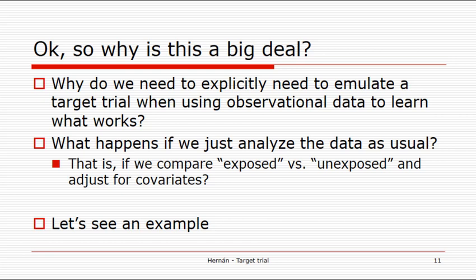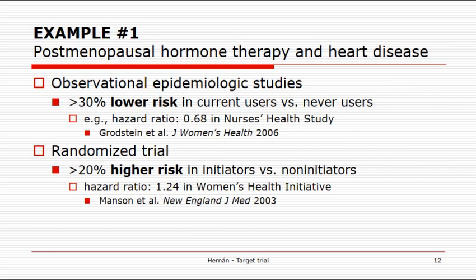to go through step one and step two, as opposed to jumping into step two and analyzing data without knowing what the causal question is. And this example that I'm going to give you is very well known in the medical world. It is the example of hormone therapy for postmenopausal women and risk of heart disease. Have people heard about this before? Some? Okay. So just a very brief intro to this topic.